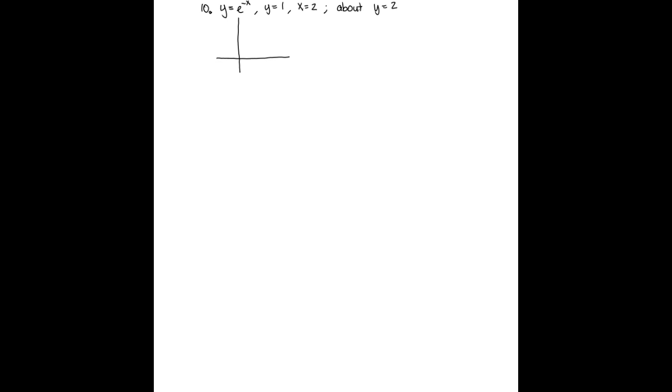So y equals e to the negative x is going to go through the point 0, 1, and we're going down because it's e to the negative x. And then we have y equals 1, which is just this line right here. And then we have x equals 2, so that's this line right here. So what is bounded by all three of those lines? That would be this region right here. So that's what we're revolving around our line y equals 2.